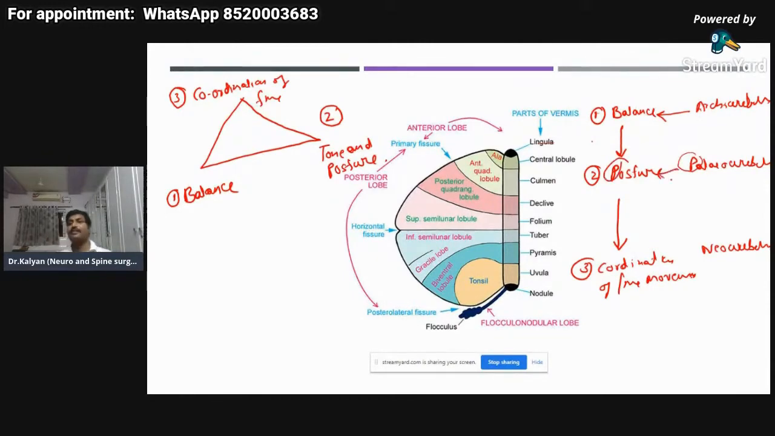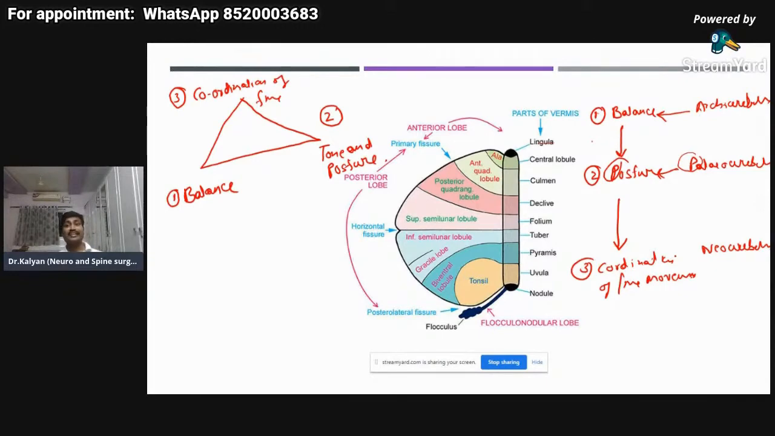So archi means oldest, paleo means old, and neo means new. The oldest function lies with the archicerebellum, which is balance. The older functions are with the paleocerebellum, which is posture and tone. The newest functions are with the neocerebellum, which is coordination of fine movements.